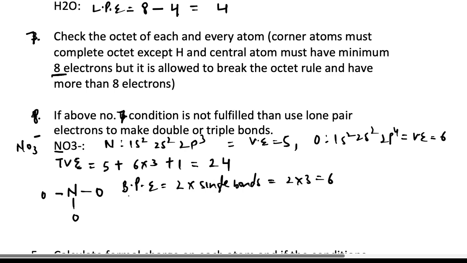So the lone pair electrons would be total valence electrons minus bond pair electrons. So it will be 24 minus 6, that is 18.